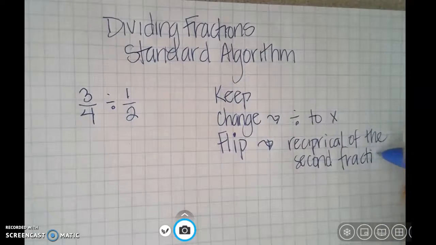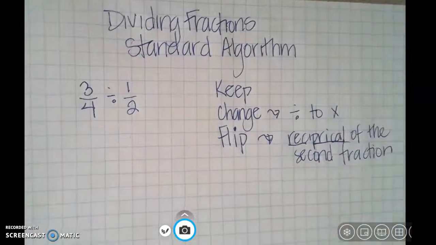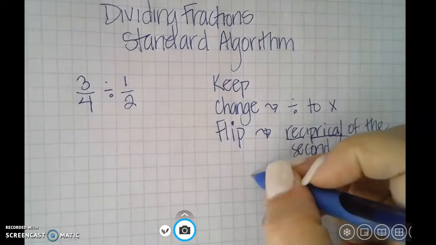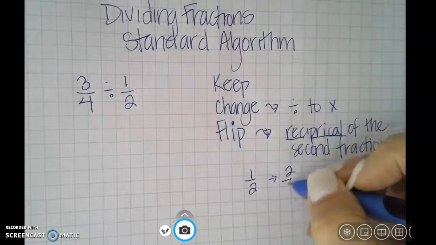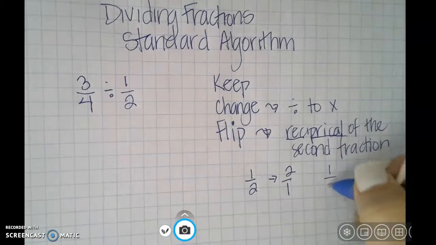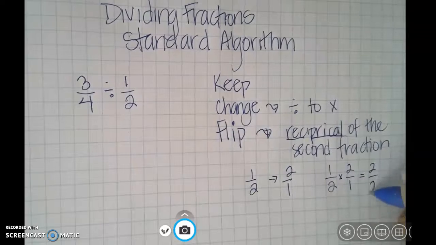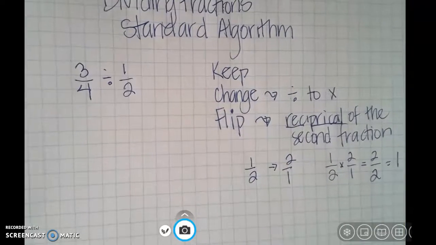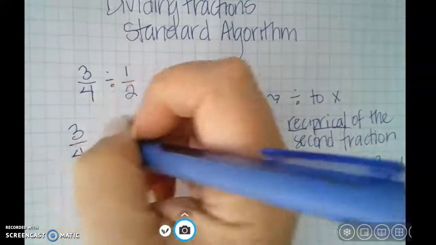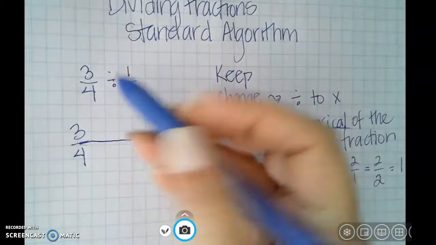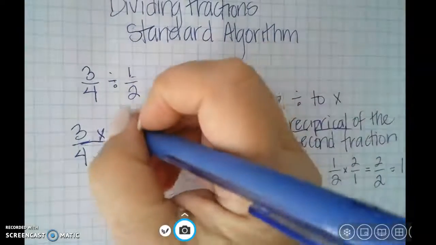So, let me explain to you what a reciprocal is. A reciprocal is the opposite of a fraction. So if I have 1/2, its reciprocal would be 2/1, because reciprocals are, if you multiply the two together, your answer will be 1. So if I'm going to keep the first fraction the same, I do that. I change the division sign to a multiplication sign, and I flip the second fraction over.